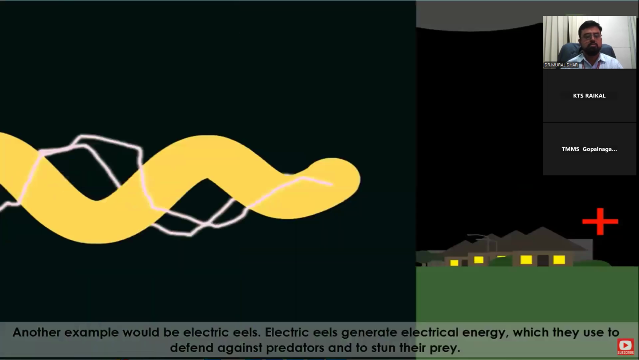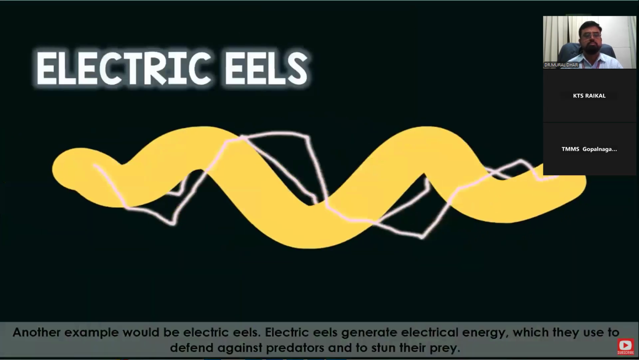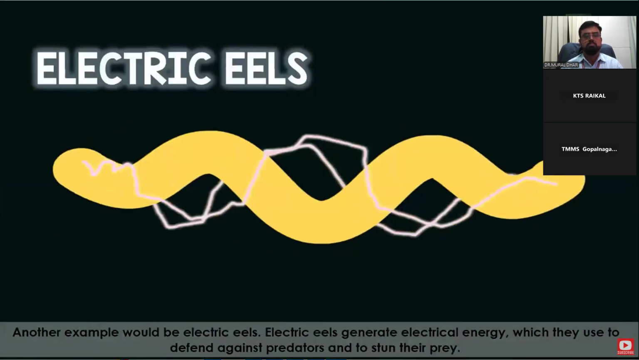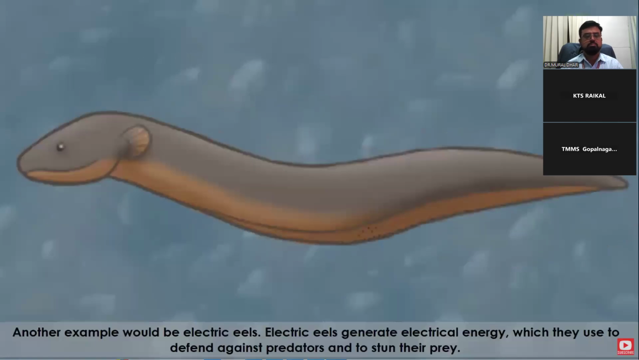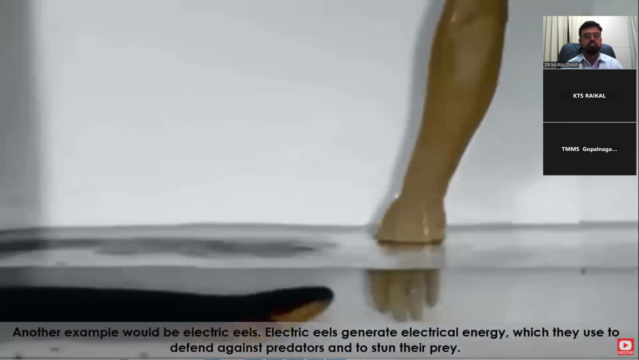Another example would be electric eels. Electric eels generate electrical energy, which they use to defend against predators and to stun their prey.